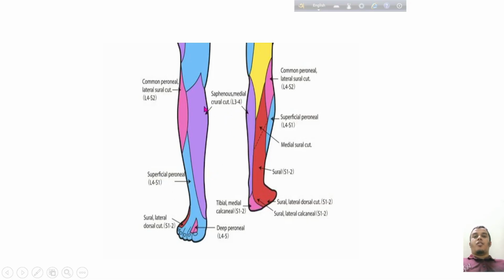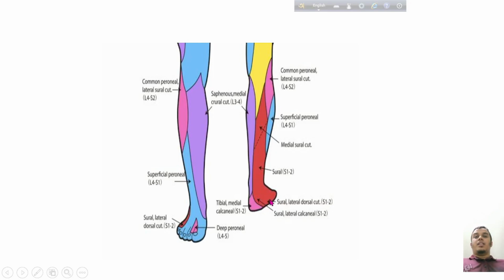Then we see the sensory supply of the leg. In this picture we see the medial aspect of the leg supplied by the saphenous nerve. The anterior aspect is mainly supplied by the superficial peroneal nerve. The lateral aspect of the leg is also supplied by the saphenous and medial sural nerves. The posterior lateral aspect of the leg is supplied by the sural nerve.